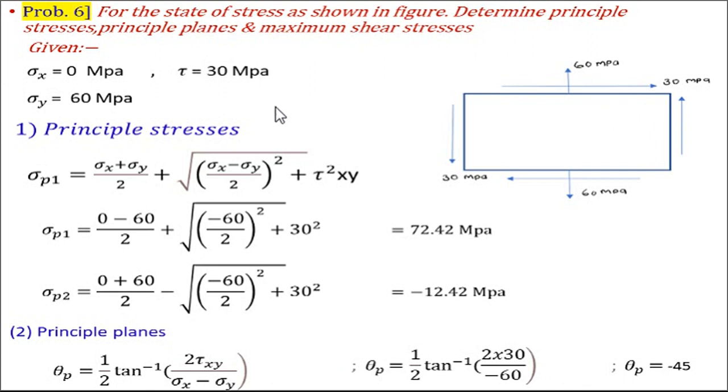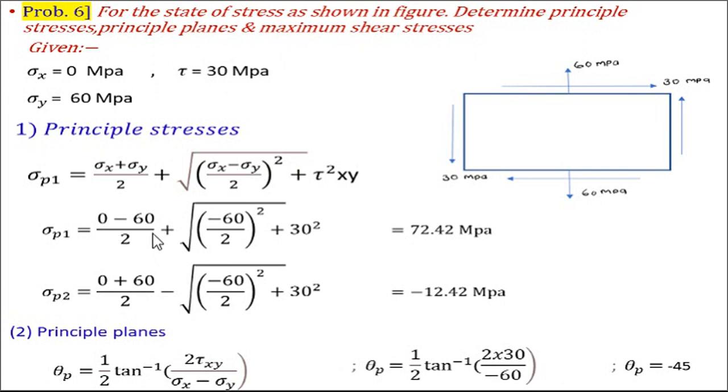In the problem they ask to determine the principal stress. So first of all we will concentrate on the principal stress. After that we will determine the planes on which the principal stresses are acting, and after that the maximum shear stresses. So first of all principal stress, as we know the formula: sigma p1 is equal to (sigma x plus sigma y) divided by 2 plus square root of [((sigma x minus sigma y) divided by 2) squared plus tau xy squared]. As per the given figure, the sigma x value is 0, meaning no direct stress is acting onto the x plane, so straightforward sigma x value is 0.